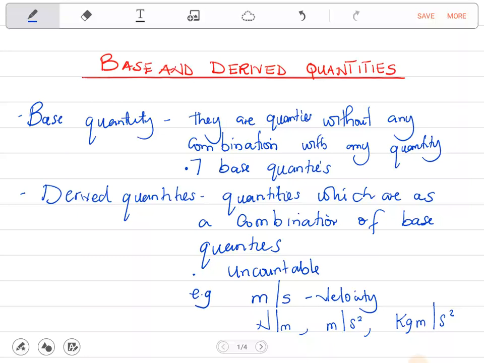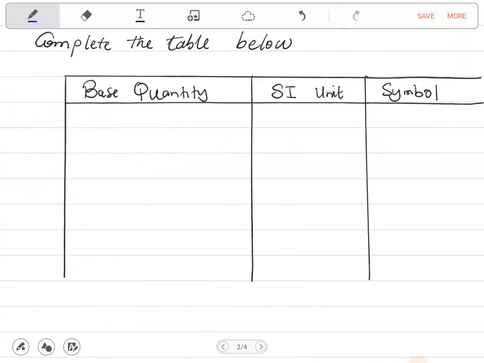Now, let's complete this table by filling in the base quantity, the SI unit, and its symbol. Let's start with length. Length is a base quantity. Its SI unit is meter, and the symbol for meter is small letter m. Don't write capital letter M, it will mean something else.